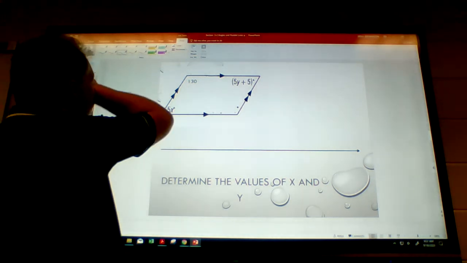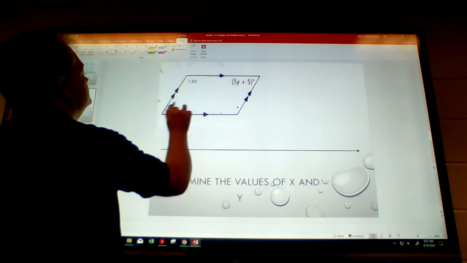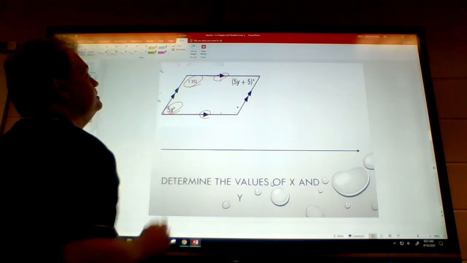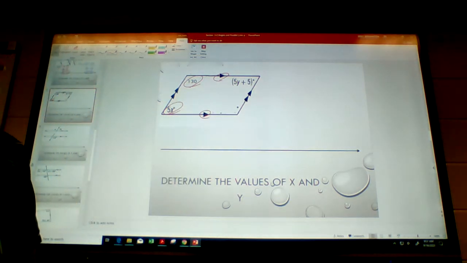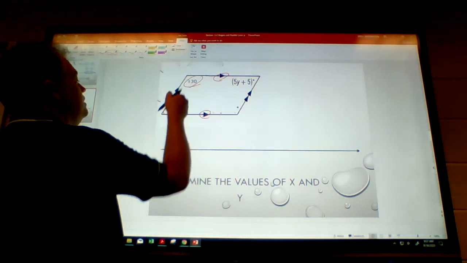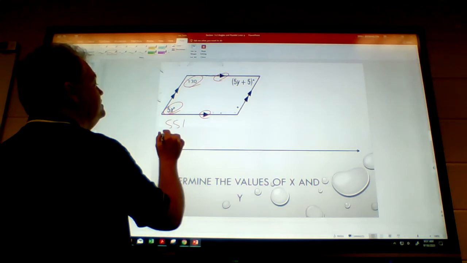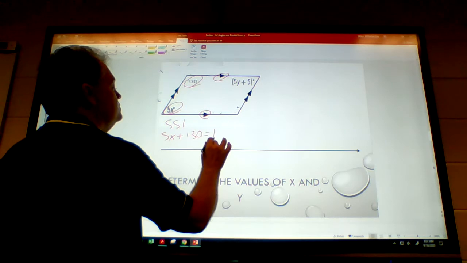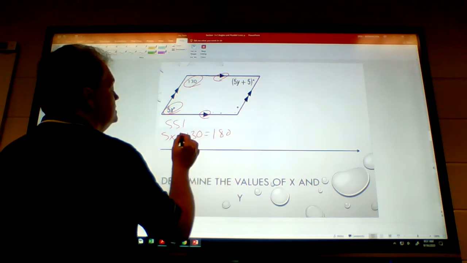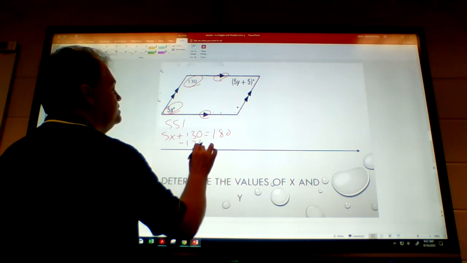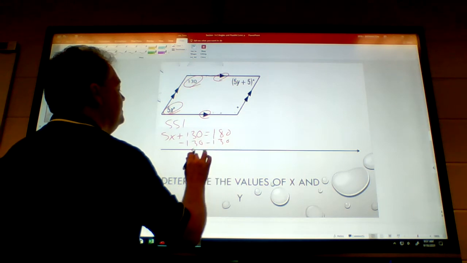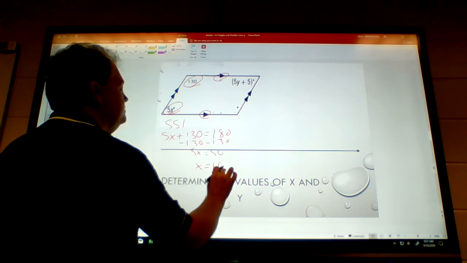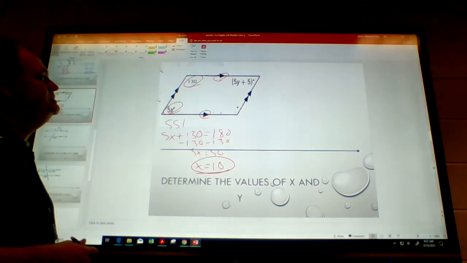So here's a couple things you need to know. First of all, I want you to look at 5x and 130. Notice right here, those two arrows. That means that those two lines are parallel. So these two are same side interior angles. So that means that 5x plus 130 equals 180 degrees. So I just do some quick algebra. Subtract 130. 5x equals 50. So I divide by 5, so I got x equals 10. There you go, x equals 10.